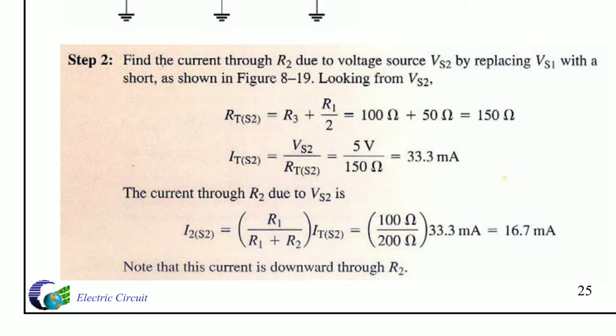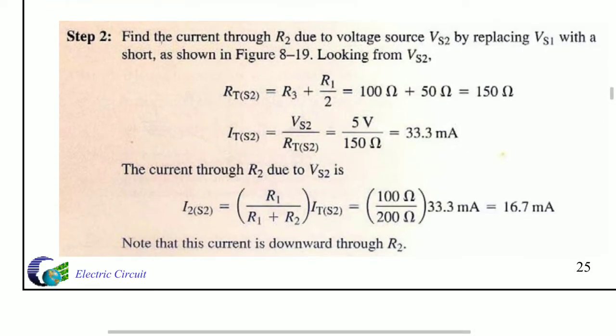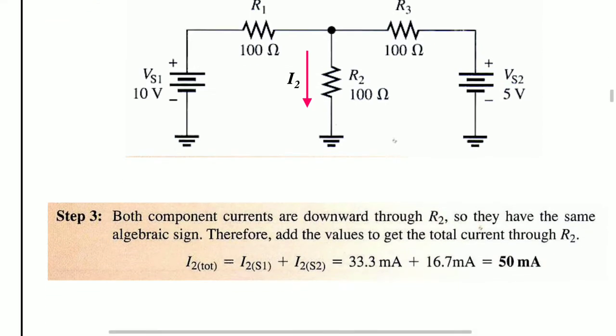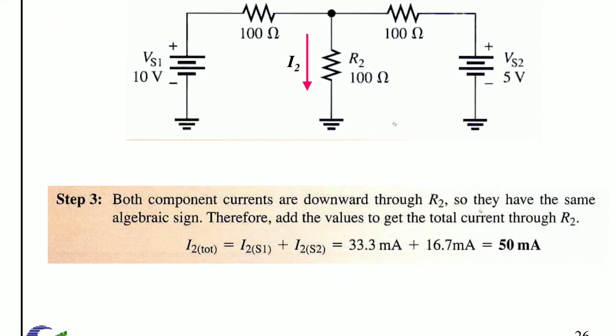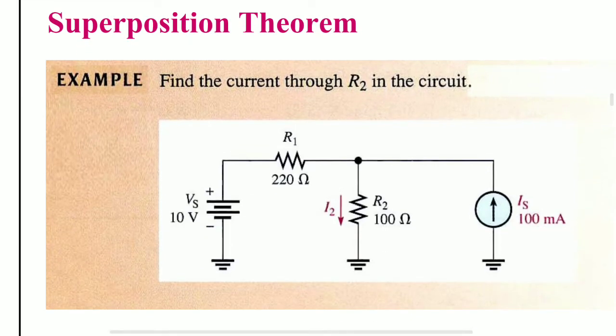So in the previous case, step 1, we got 33.3 milliamps, and here in step 2 we got 16.7 milliamps. From these two we can add to get the resultant current. Both component currents are downward through R2, so they have the same algebraic sign, the same direction. Therefore add the values to get the total current through R2. I2 is equal to I2 of S1 plus I2 of S2, 33.3 milliamps plus 16.7 milliamps, which gives 50 milliamps. This is the example for the superposition theorem.